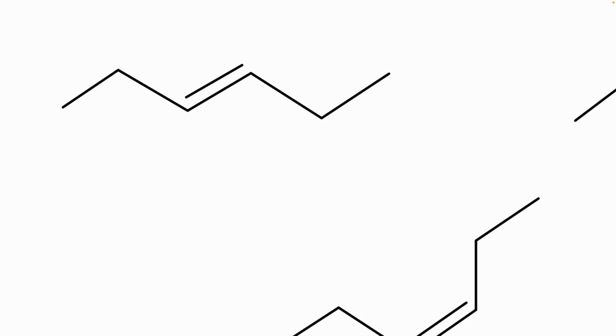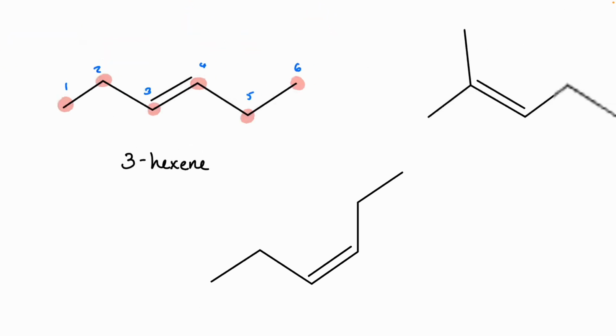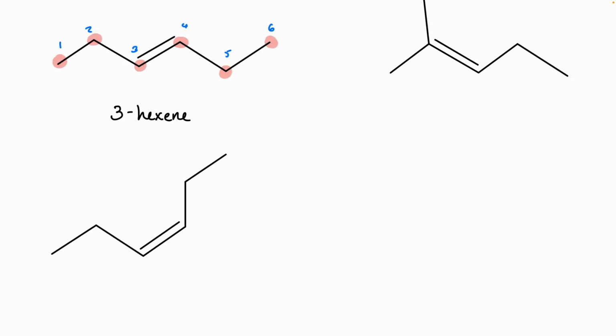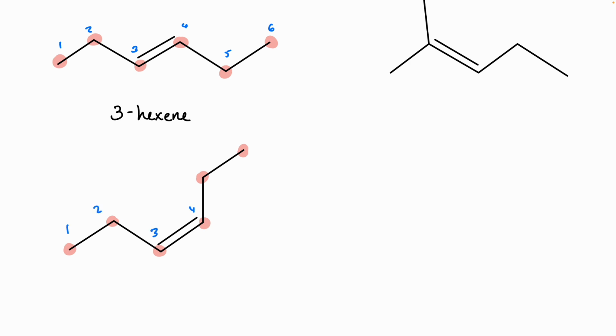All right, so let's do this first one here. 1, 2, 3, 4, 5, 6. And that double bond is located between carbons 3 and 4. So this would be 3-hexene. But if I look down here, this is also a 6-carbon parent chain. 1, 2, 3, 4, 5, 6. And again, that double bond is located between carbons 3 and 4. So this is also 3-hexene.